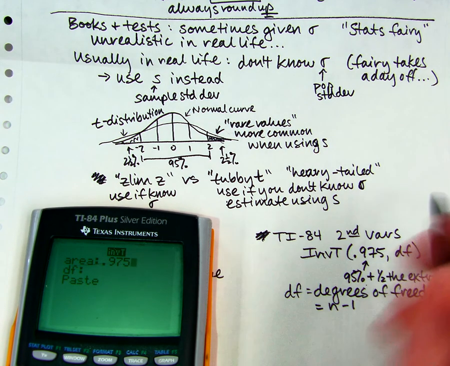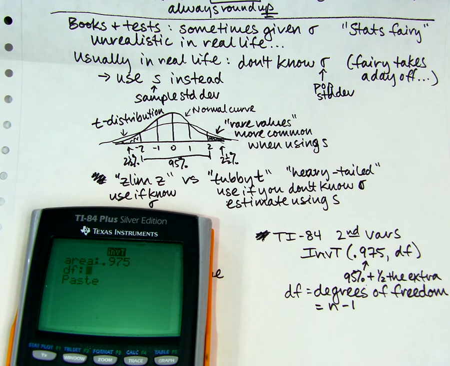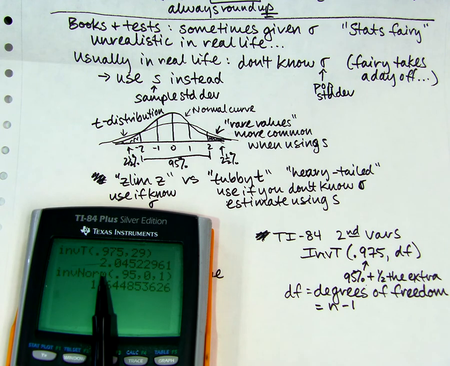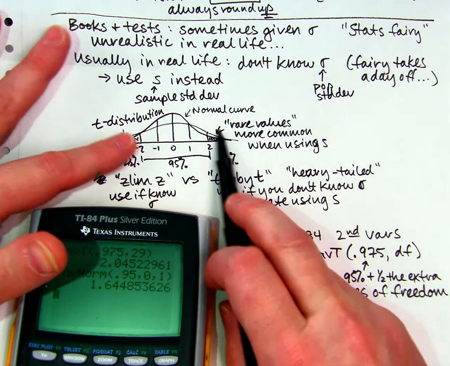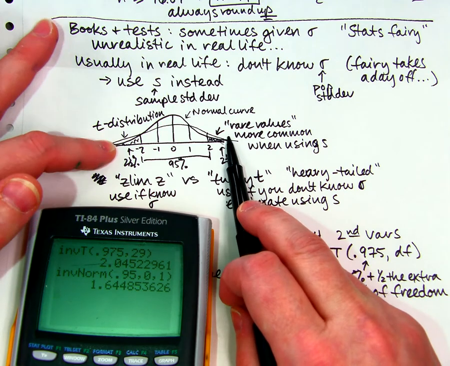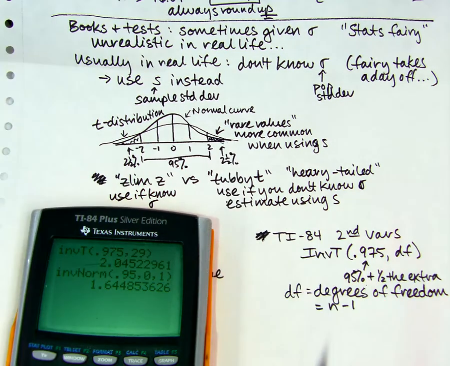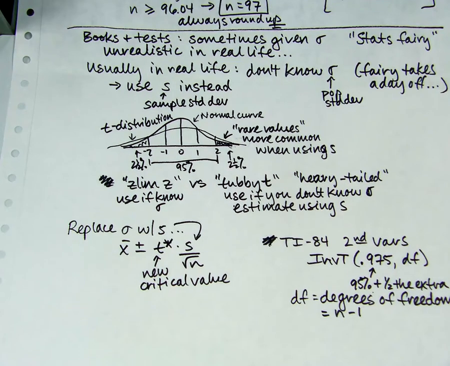But you can enter, let's say our n was 30, so we would put 29, and then you get your T star by doing that. T star is 2.045, which is different than if you did inverse norm. If you did inverse norm of 0.975, we already know that we get 1.96. So basically, T star is further out. You have to go further out to get that 95% than you would if you were using Z. So that's a little bit weird.